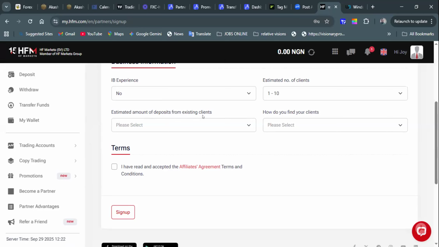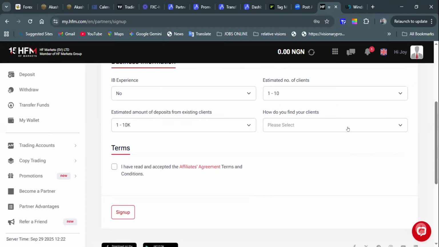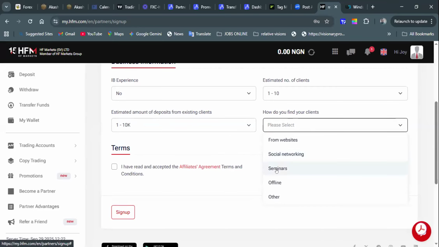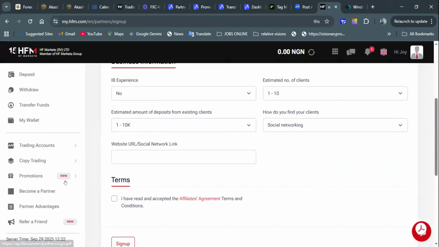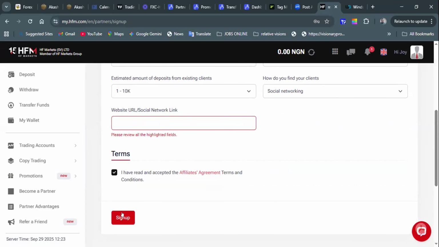Estimated amount of deposit from existing clients. So this part is very important. Let's just pick within 1 to 10,000. How do you find your clients? And then let's go to social network, right? Then do you have any link you're promoting? This one, I think we can do without this. Let's click here and let's say go for it.